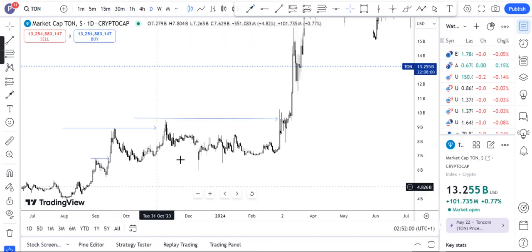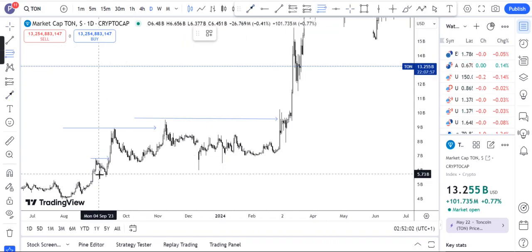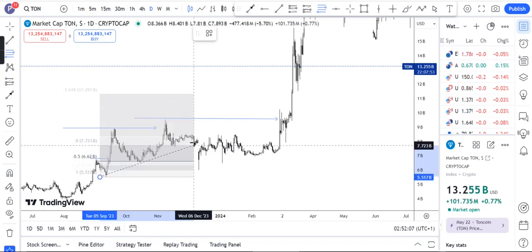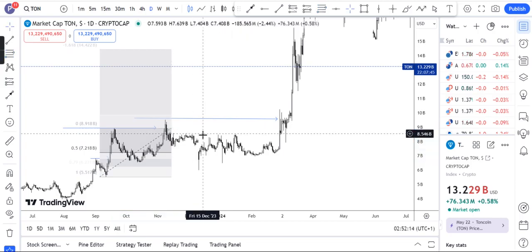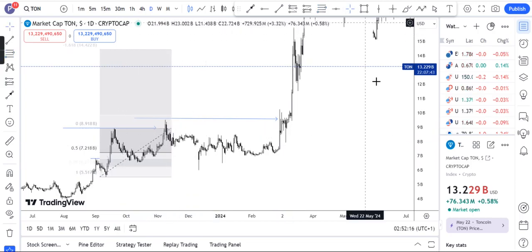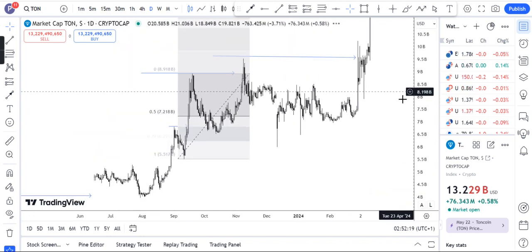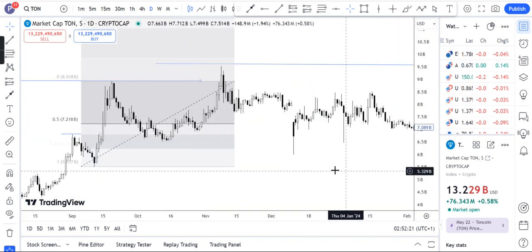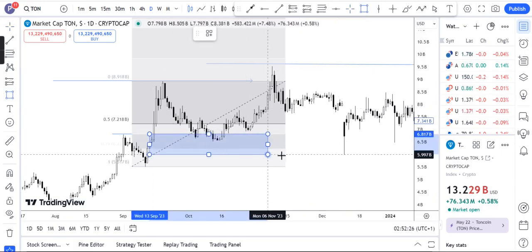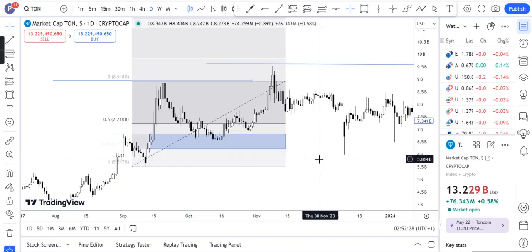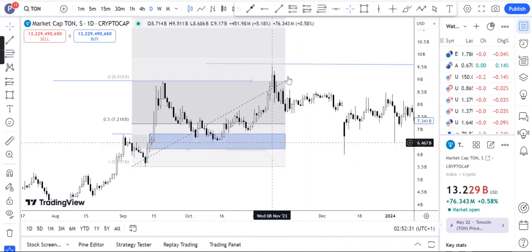If we plot out our Fibonacci from this point to this point here, we would clearly find out that the market retraced into the 0.618 level. So let me just make it a little bit clearer so you guys can see it and enjoy the content. The market plunged into the 0.618 level and then rallied up, hitting take profit at this point.